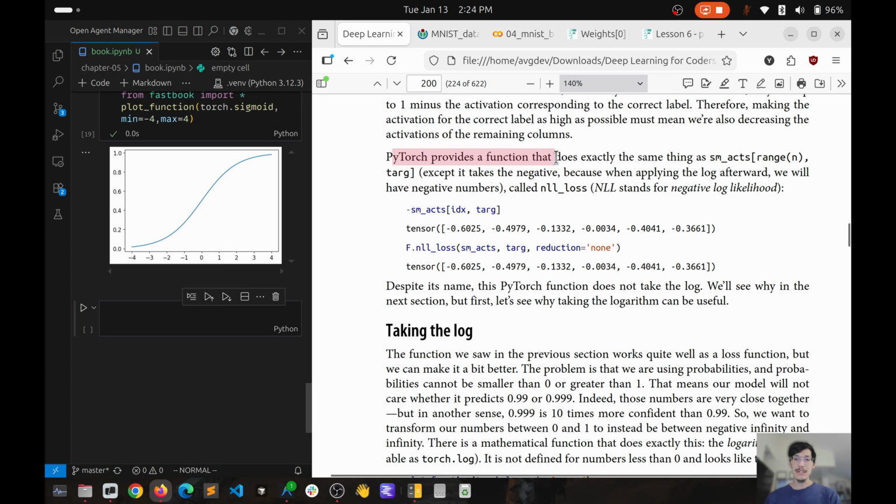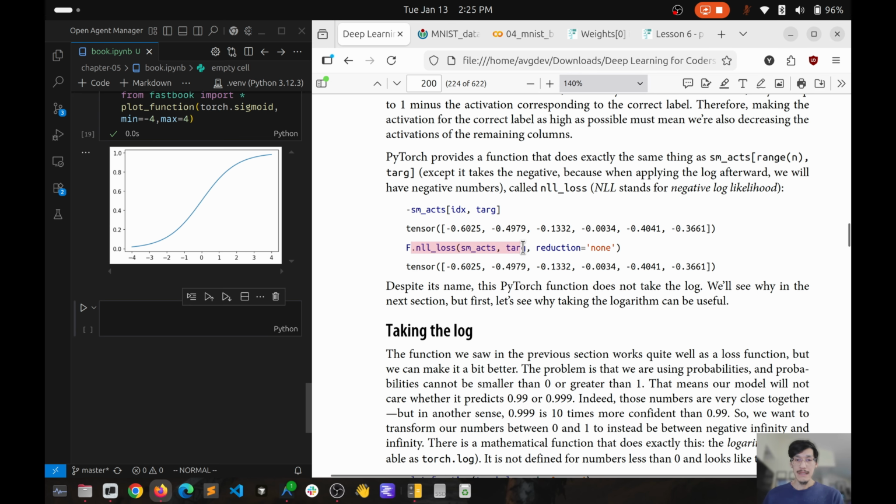PyTorch provides a function that does exactly the same thing as smx[range(n), targ], except it takes the negative, because when applying the log afterward, we will have negative numbers. It's called the NLL loss, negative log likelihood. So we're going to just take the negative of that, and we're going to get negative 0.6025 and all the negatives of whatever we just saw earlier.